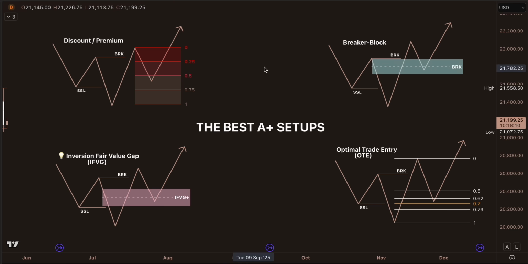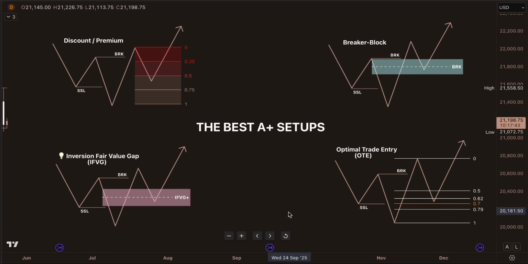Then you have the breaker block, which firstly confirms the order block that forms, then it confirms the IFEG that formed, and it also confirms a market structure shift, and it also confirms a dealing range. So you can always expect that when you see a breaker block, it's quite simple. You are 100% going in the opposite direction.